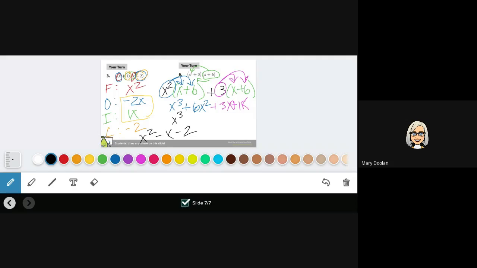So the x to the third power goes first, and then 6x squared plus 3x, which is already in standard form. And the way you do that is you just want these powers on the x's to be decreasing. So this was our answer for the first one. This is our answer for the second one. And that's the end of this lesson.